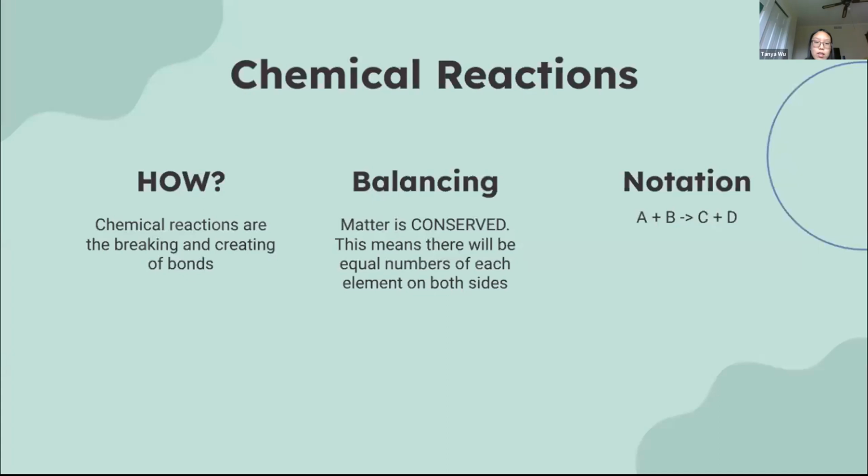Chemical reactions. Chemical reactions are just creating and breaking bonds. And an important thing to remember is that all matter is conserved. You cannot have 3 oxygen molecules on one side and then only have 2 on the right side. You have to balance them to make sure that the number of each element stays consistent throughout, because matter cannot be created or destroyed.